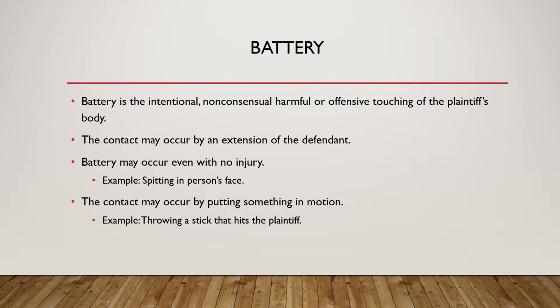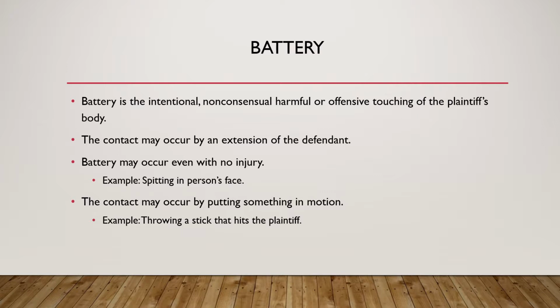It's even possible for a battery to occur when there's no injury. The example that the book gives, which is a good one, is when you spit in someone's face. That's an intentional act, usually most of the time. I guess you could accidentally let a little bit of spit out, but in the scenario I'm thinking of, you just straight up spit in somebody's face. In that example, it's not consensual. It's an intentional touching of the plaintiff, and it is obviously offensive to the person, although it may not cause injury. That would be enough to qualify as a battery.